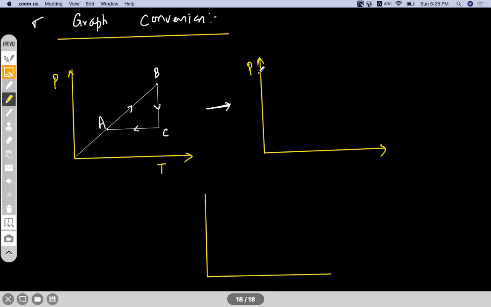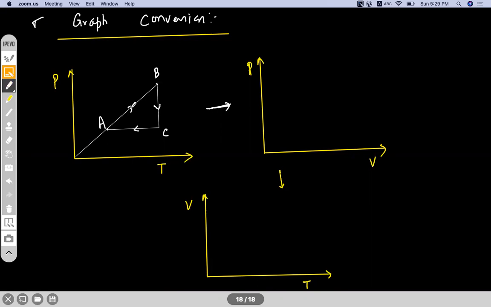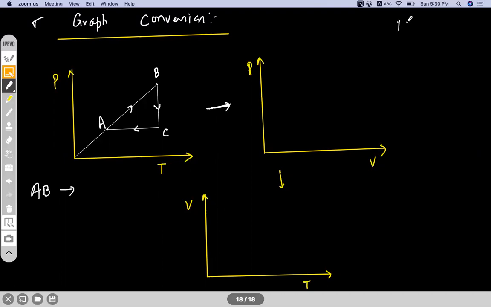Graph into PV. And then we'll see how do we convert this into VT. This is the graph we need to do. So you see, along this AB process, what is constant from A to B? Compare this with PV equals nRT. Temperature is everywhere in Kelvin. Consider this, guys. PV equals nRT. If P and T have a straight line passing through origin, it means V is constant. So AB, the process is isochoric, no doubt.